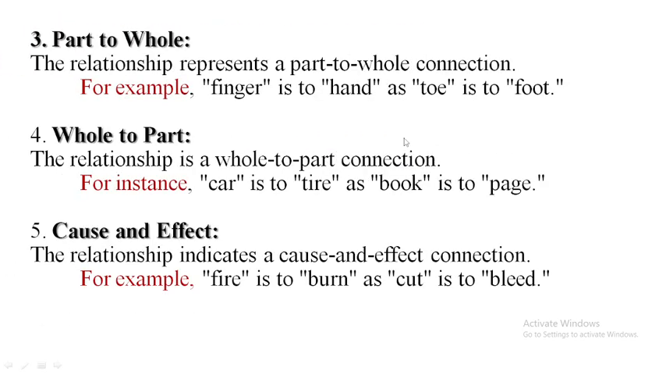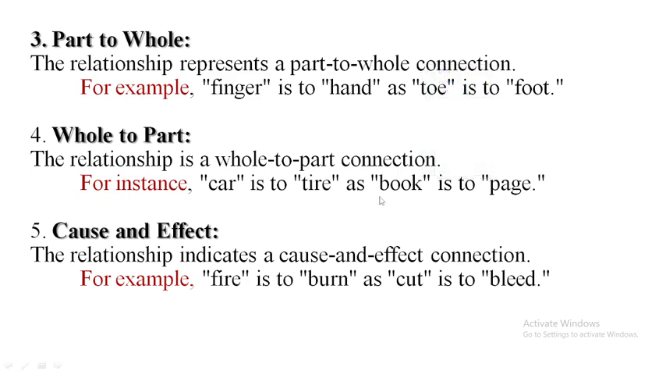Part to whole. The relationship represents the part to whole connection. For example, finger is to hand, toe is to foot. This is part to whole. Next, whole to part. So the whole to part connection. For example, car is to tire, book is to page.